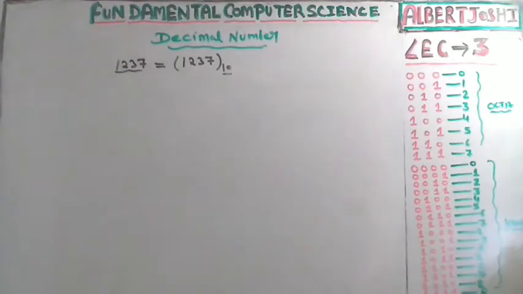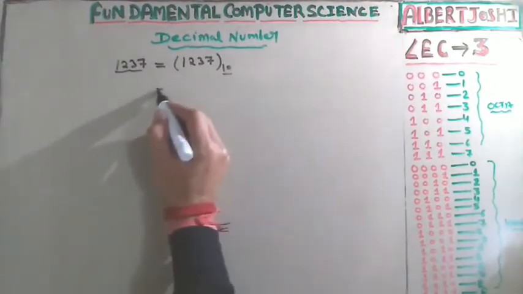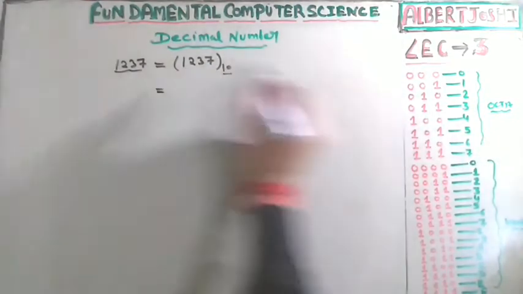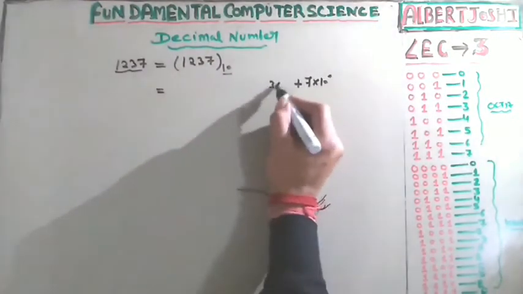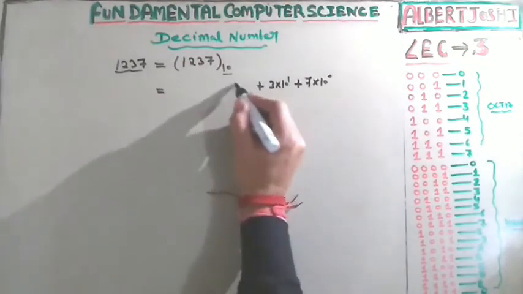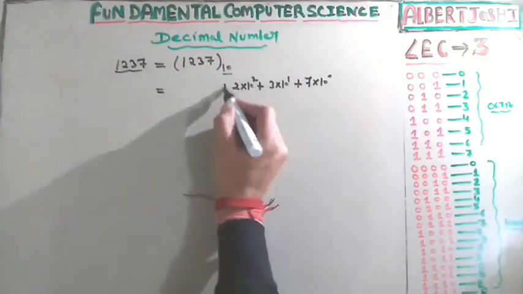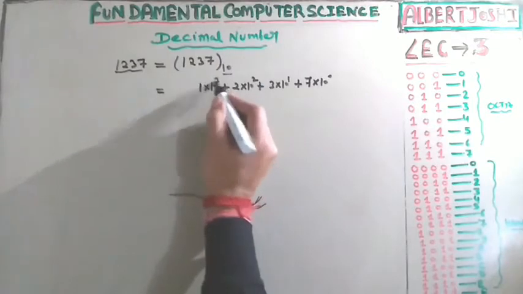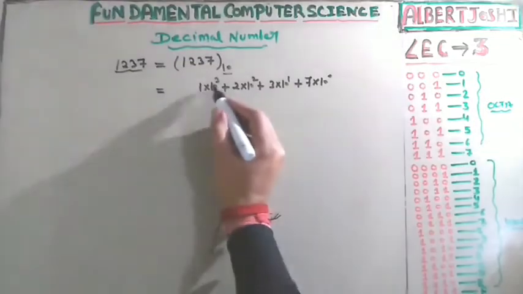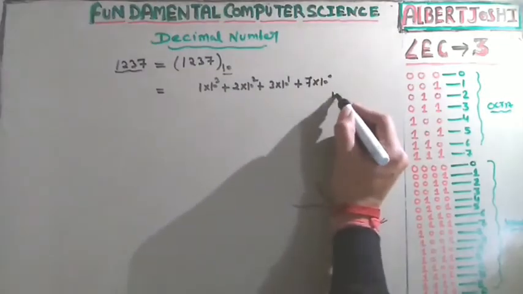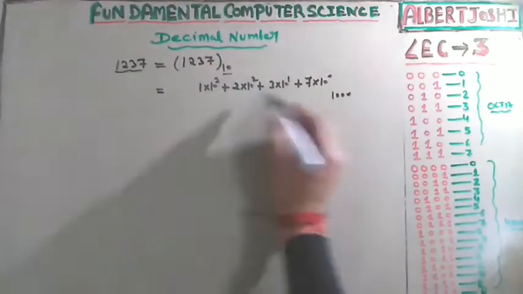So how do we write it? At first you write 7 into 10 to the power 0, plus 3 into 10 to the power 1, plus 2 into 10 to the power 2, plus 1 into 10 to the power 3. Now if you multiply and add, you will get the same number. 10 to the power 3 is 1000, into 1 is 1000.